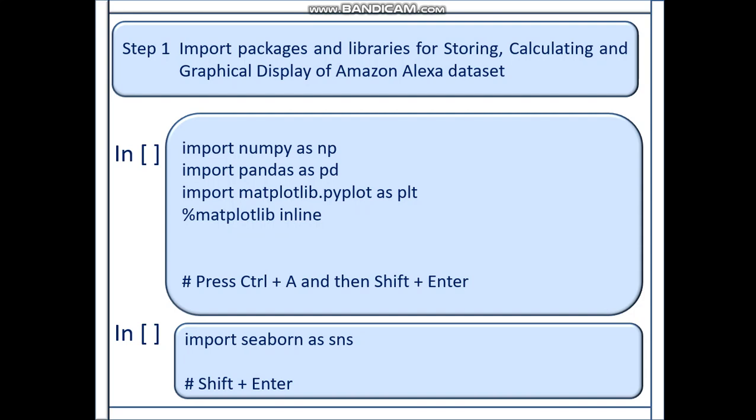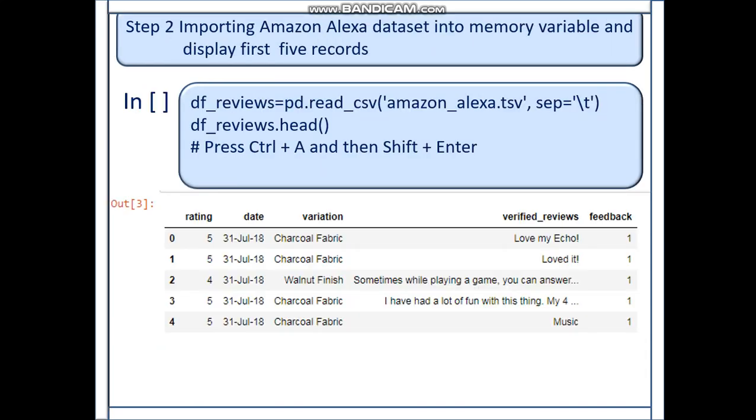After that, the second line of coding is: import seaborn as sns, and then press Shift+Enter to execute the code, and line number 2 will appear. Seaborn is again a library for graphical display of data for sentiment analytics. So this is your first step, which you need to understand before performing further sentiment analytics on the data of Amazon Alexa.